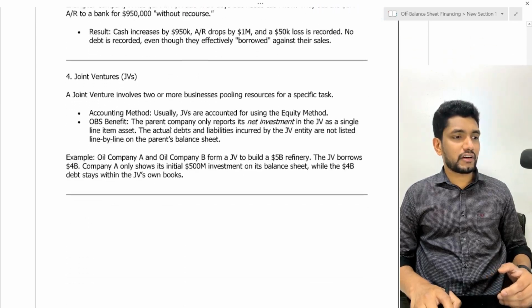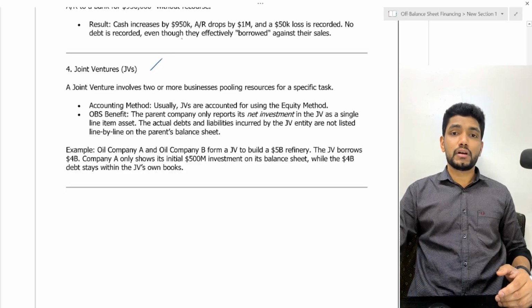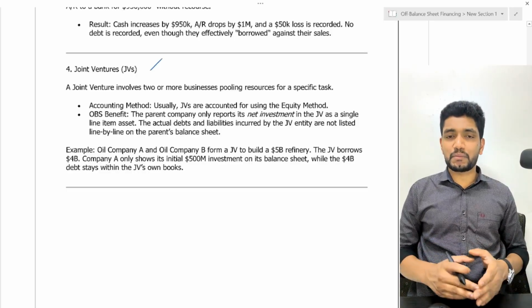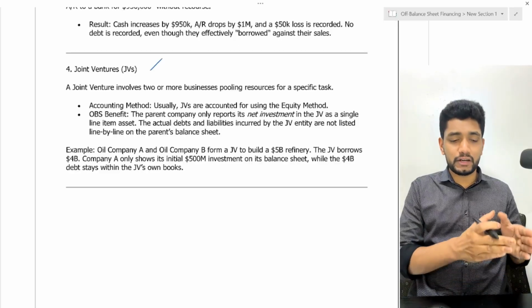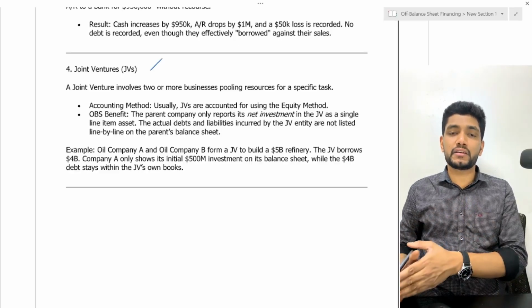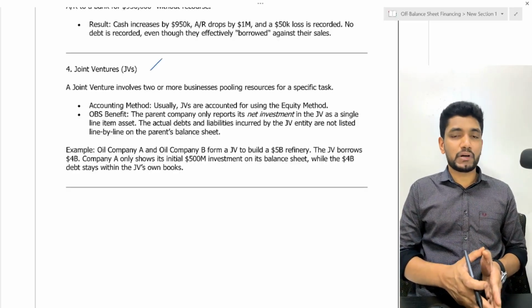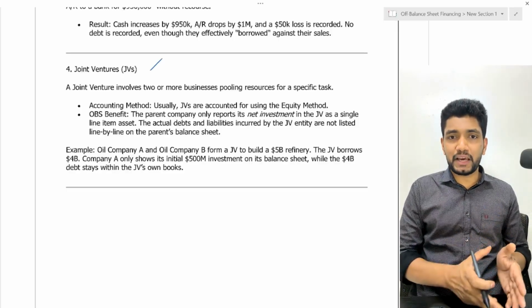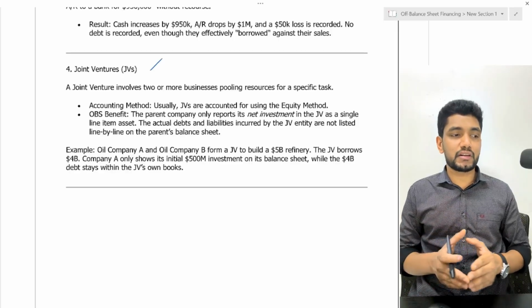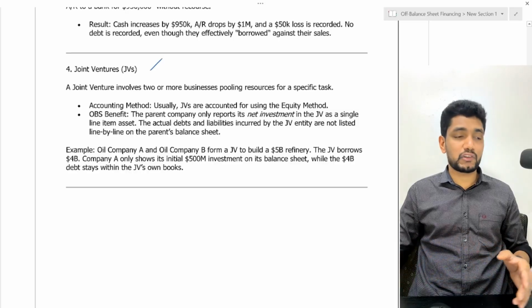So let's move to the next off balance sheet financing, that is joint venture. Joint venture is almost similar to a special purpose entity, but the only difference is that in a special purpose entity, one parent company is creating another entity to carry forward its special project. But when it comes to a joint venture, two or more parent companies create a joint venture to carry out a specific project.